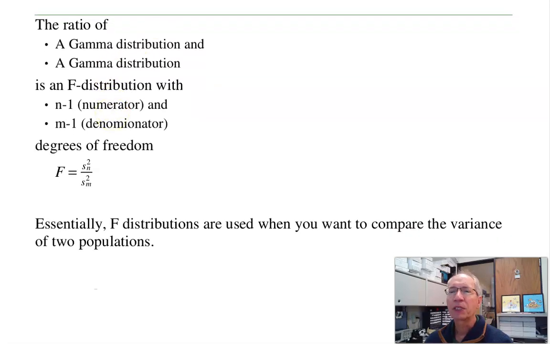If I take the ratio of two gamma distributions, I wind up with this lecture's topic, an F distribution. It's an F distribution with n minus 1 degrees of freedom in the numerator, n minus 1 degrees of freedom in the denominator, and the F score being the ratio of the two variances. Essentially, an F distribution is used when you want to compare the variance of two populations.